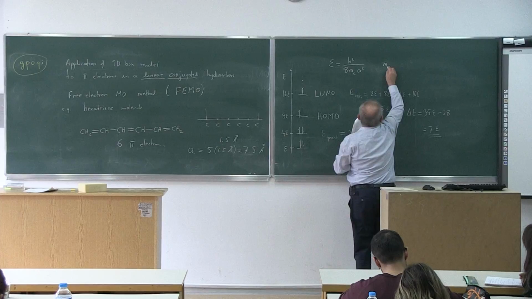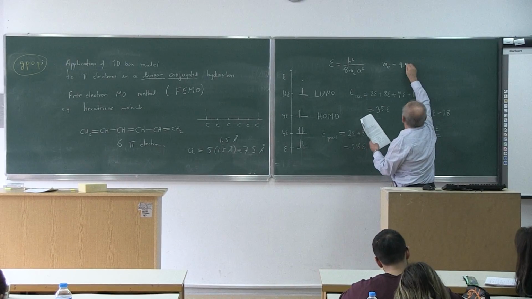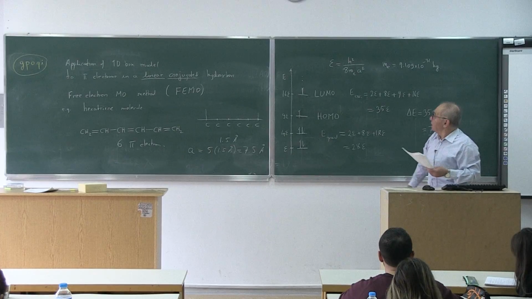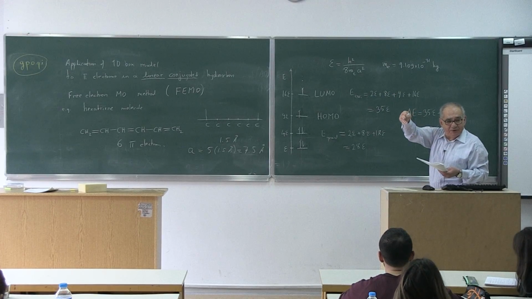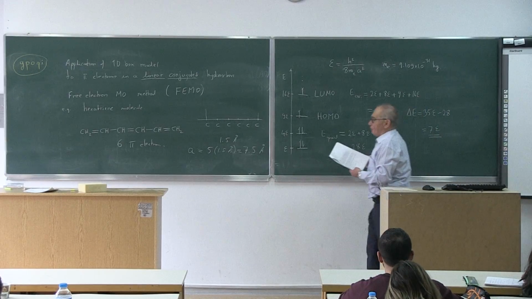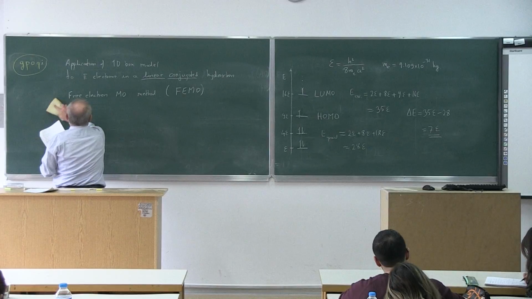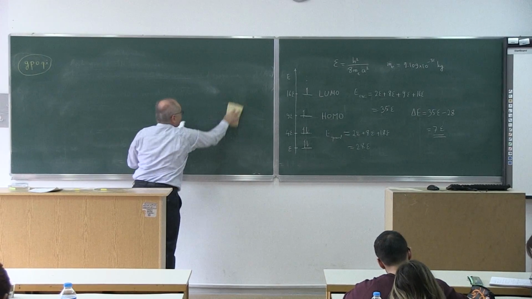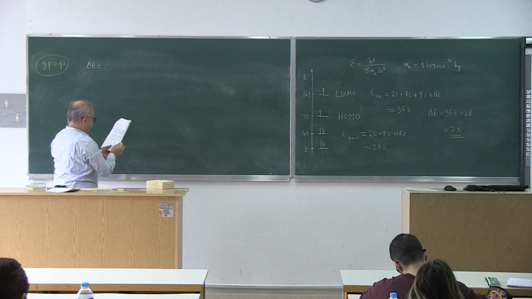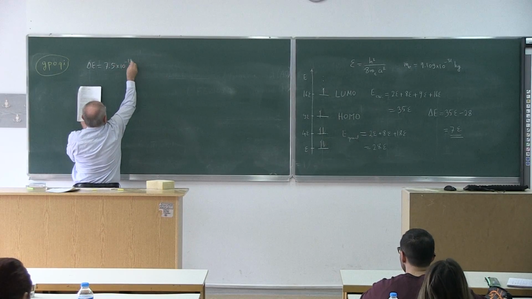Mass of electron, we look up from a table of constants. This is 9.109 times 10 to the minus 31 kilogram. H is 6.626 times 10 to the minus 34. We are using SI units in this calculation. Then use your calculator, plug in the numbers, and you will find delta E to be 7.5 times 10 to the minus 19 joule.